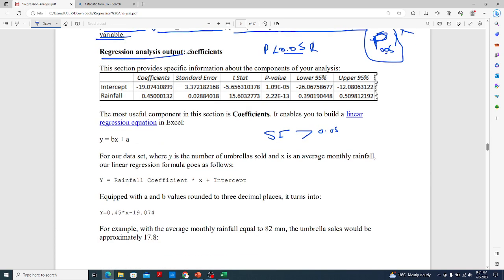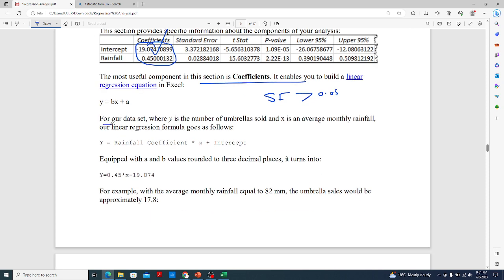Then we have the regression analysis output. For this we are just going to concentrate on the coefficients. If you have the coefficients, you can now create your model. You can see we are dealing with average monthly rainfall and umbrella sales. So you can see this is our model. We are trying to predict Y.